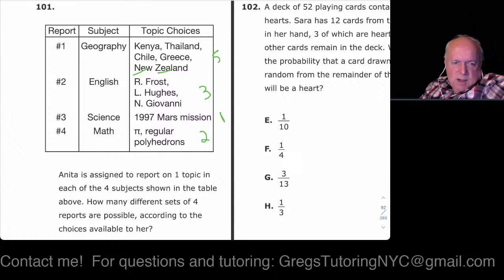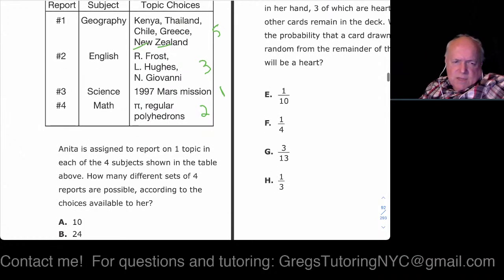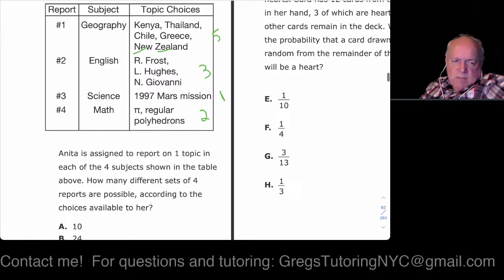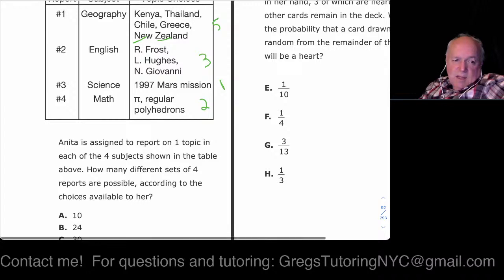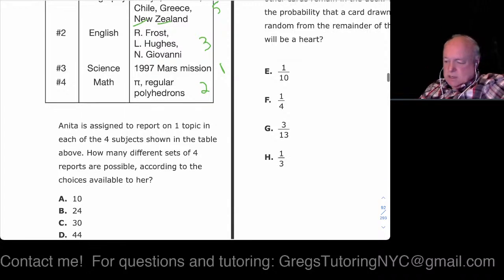Anita is assigned to report on one topic in each of the 4 subjects shown in the table above. How many different sets of 4 reports are possible according to the choices given to her? So all we have to do at this point is multiply them out. So we're going to get 5 times 3 times 2 times 1. Okay, so we get 15, 30, and that's just the answer. That's all the combinations that are possible. Okay, it didn't say unique versus whatever, so that's just the end of it.